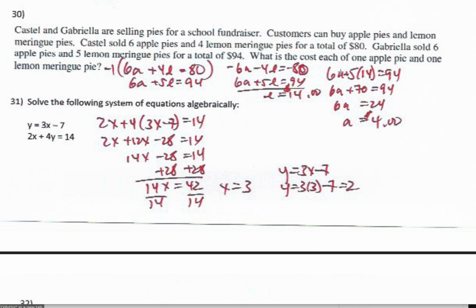Substituting it back in, 6A plus now 5 times 14, because a lemon pie is $14, equals 94. So that's 6A plus 70 is 94. Subtracting 70 from both sides, I get 6A is 24. Dividing by 6, I get A is 4. So A is $4.